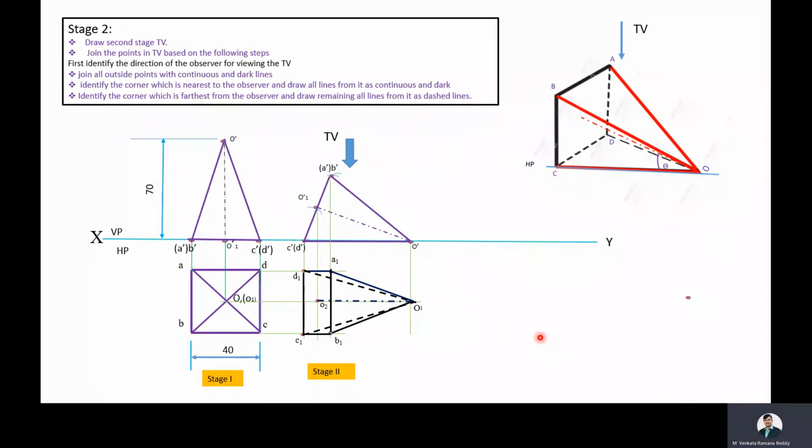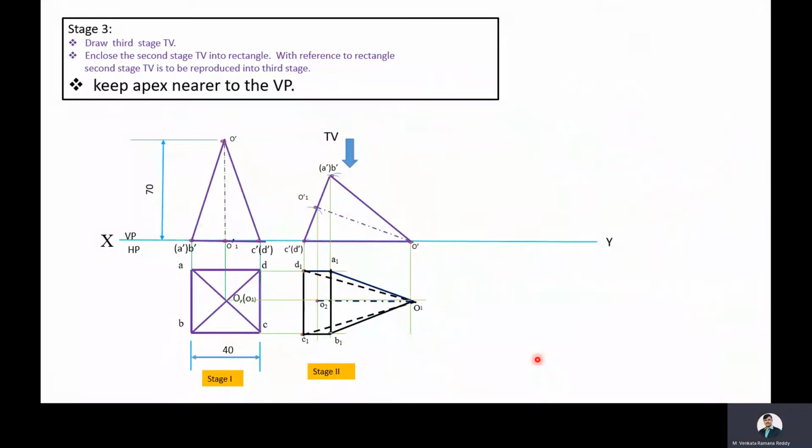Then we will move towards the third stage solution. In the third stage solution, we will reproduce the second stage top view into the third stage such that the axis, say O1 O2, is to be inclined at an angle of 45 degrees to the vertical plane, and we need to consider the condition that the apex of the pyramid is to be taken nearer to the XY line.